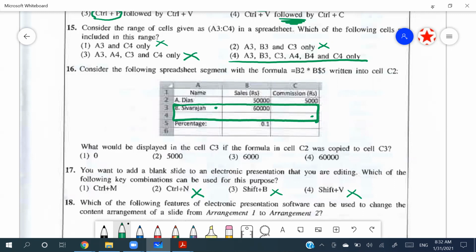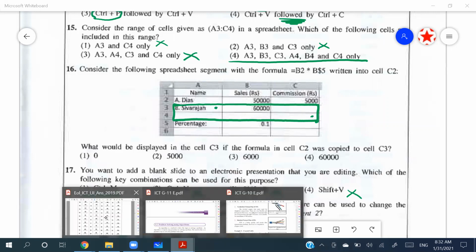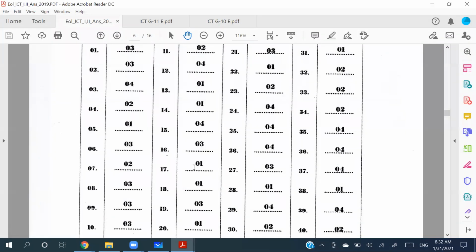So that leaves us with Control M as the one which helps us to take a new slide. So yes, Control M will help you to take a new slide to your existing PowerPoint presentation. Right? So the 17th one, first one is the answer.